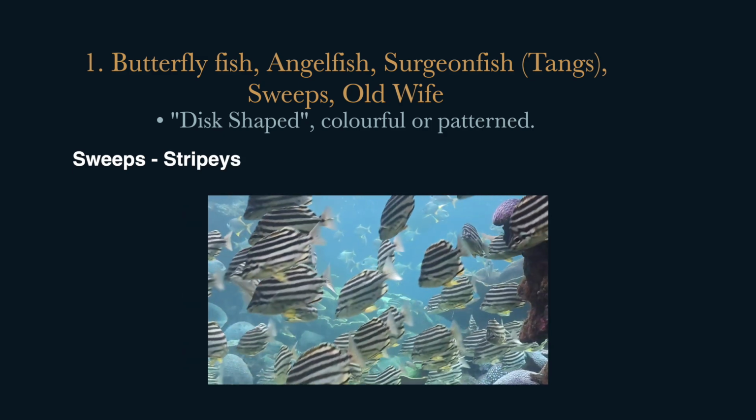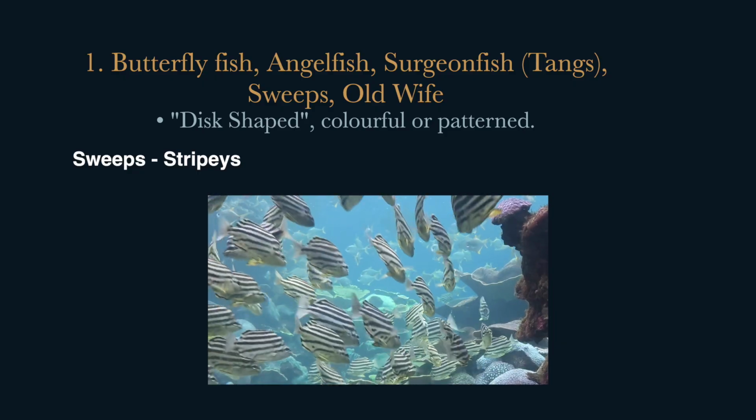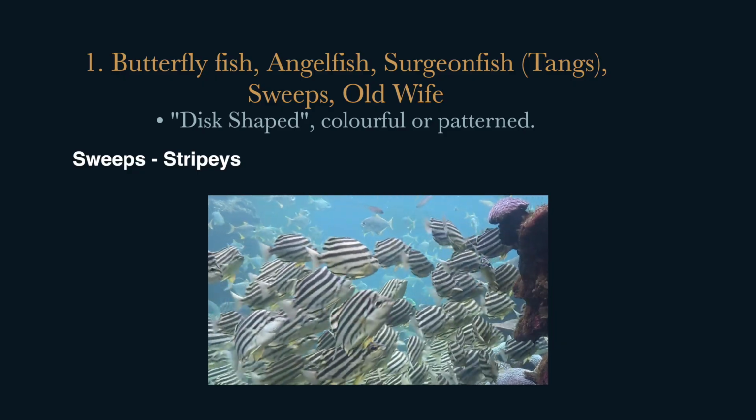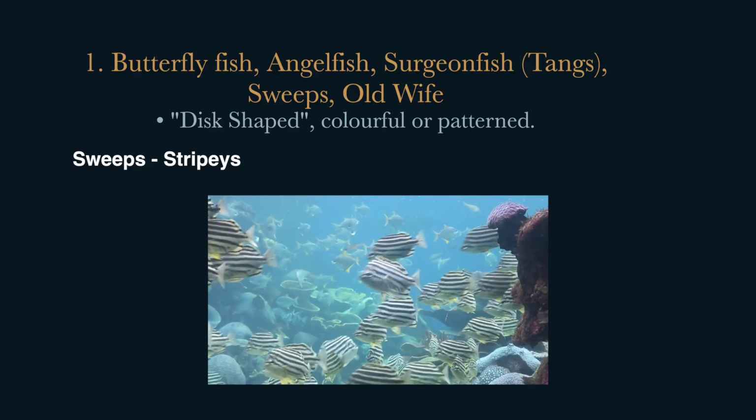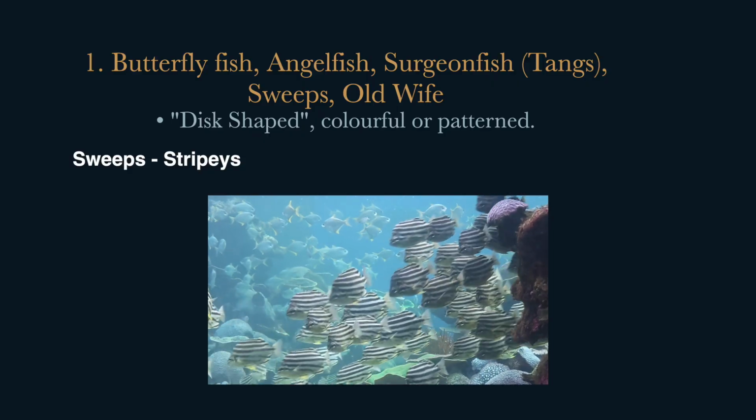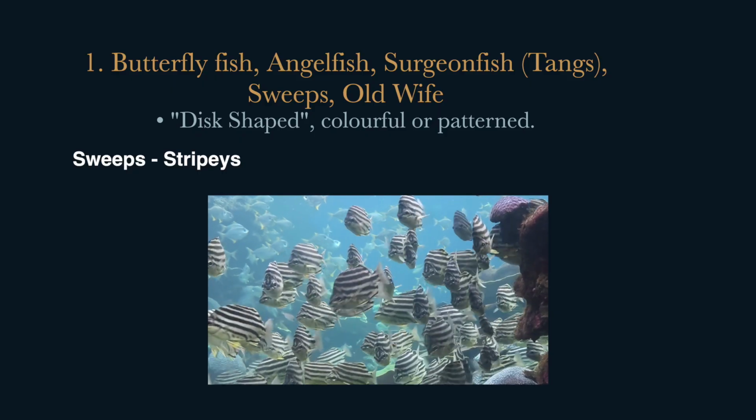Stripies are tropical to subtropical and can be found from Japan right the way across to Hawaii and down to Augusta at the southwest corner of Australia. They like reefs, caves, jetties. They feed on small crustaceans and algae, and they form big schools.